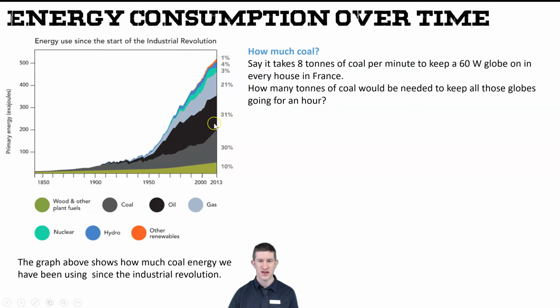So in 2013, when this was done, we were using 30% between oil and coal, 21% gas, and very, very small amounts of hydro and other renewables. So our renewables are the things we've talked about that can actually be replaced. And we're using about 1% in 2013, whereas the rest of it, the 98%, was fossil fuels and non-renewables.